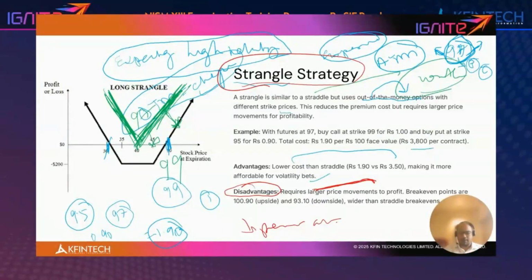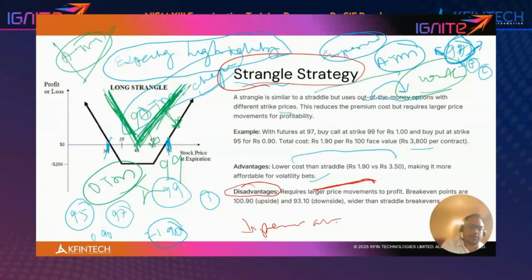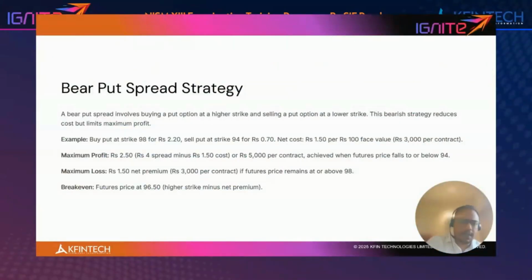So the difference between straddle and strangle is basically strangle will have out of the money option and different strike price. Straddle will have at the money or in the money options and at same strike price. So that is the major difference. Now let's see bear put spread.